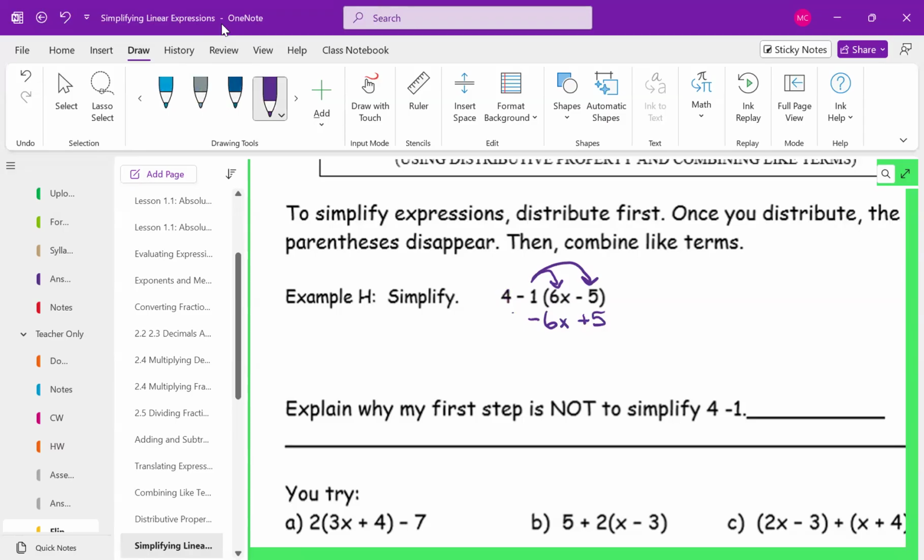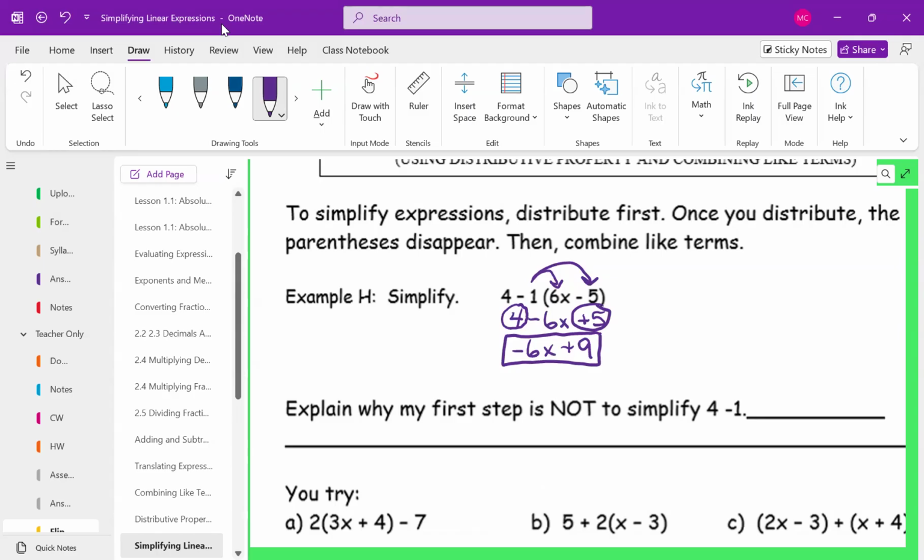Now that 4 is there, so it's just going to come down. Once there's no parentheses, we can look and see if there's any like terms. We see our constants 4 and 5 are like terms. So our variable term will come down. Same sign, 4 and 5, add and keep the sign. So we have +9. And now we are in simplest form.